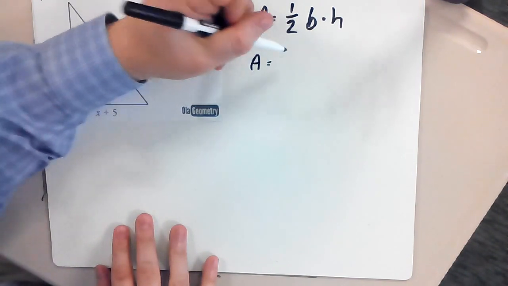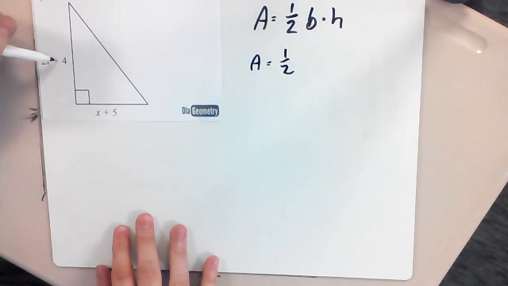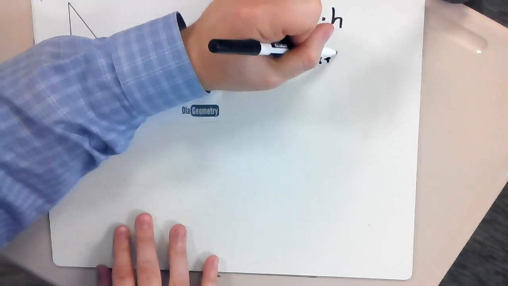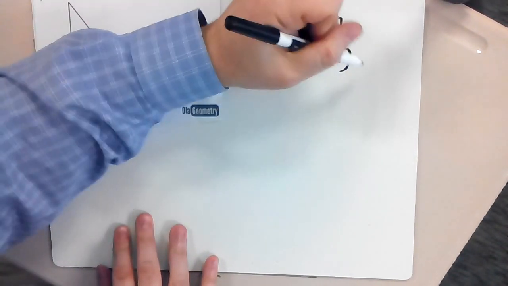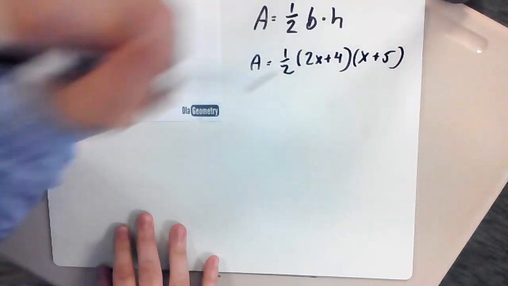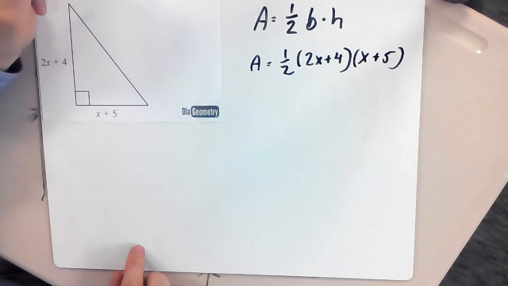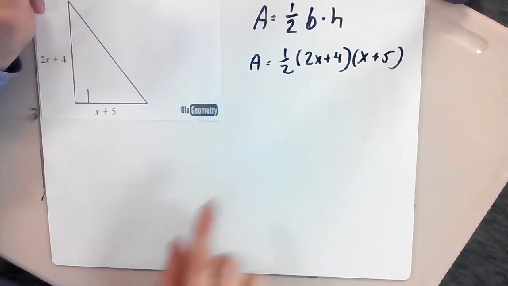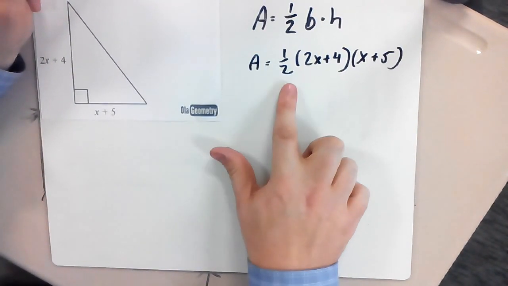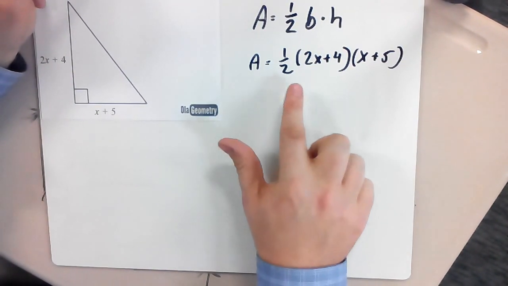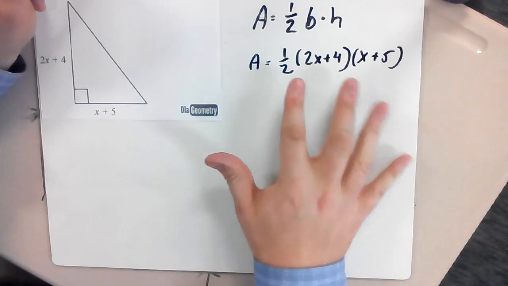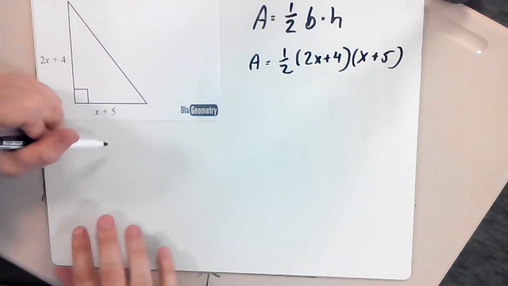A equals 1/2 times 2x plus 4, times x plus 5. Next, I have to make sure there's an easy way for me to get rid of this 1/2. I could actually divide this one number here by 2. Let me demonstrate that real quick.